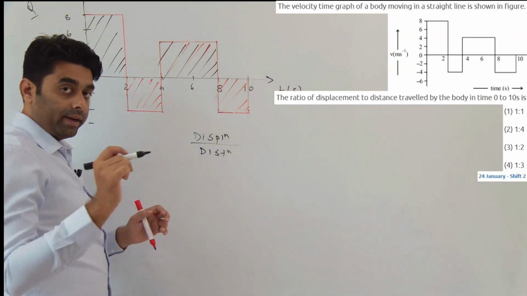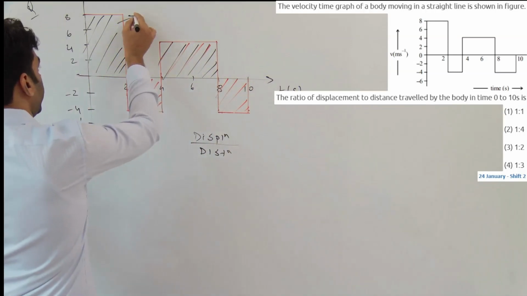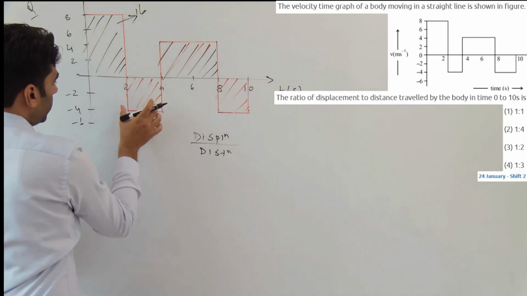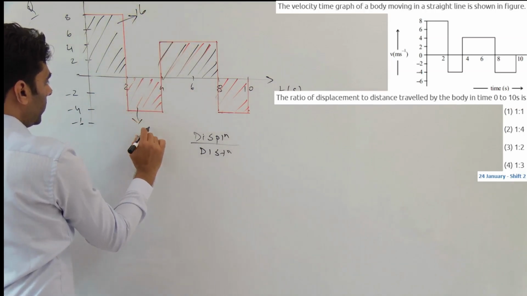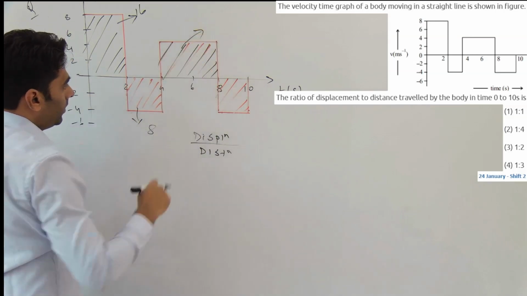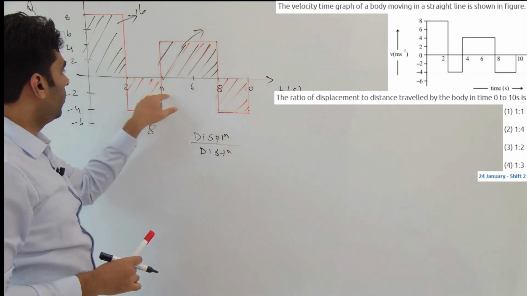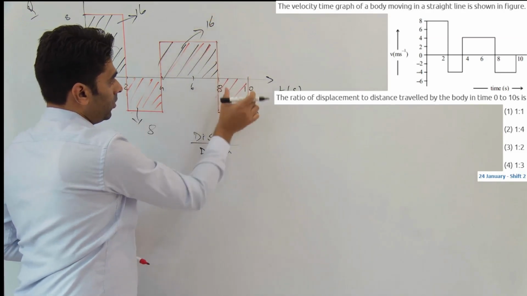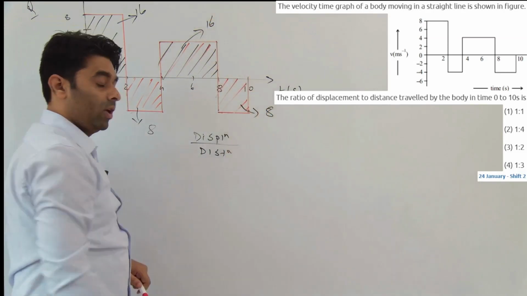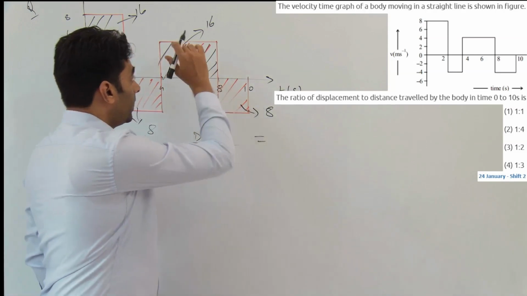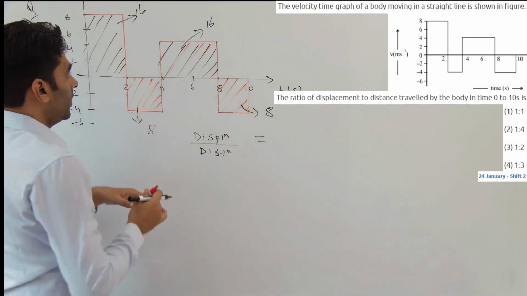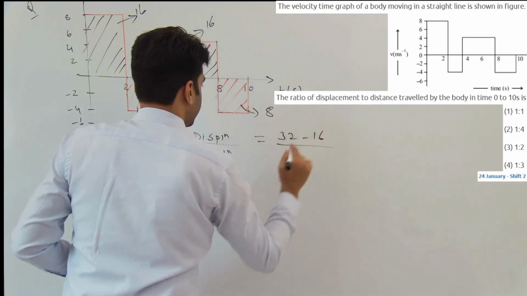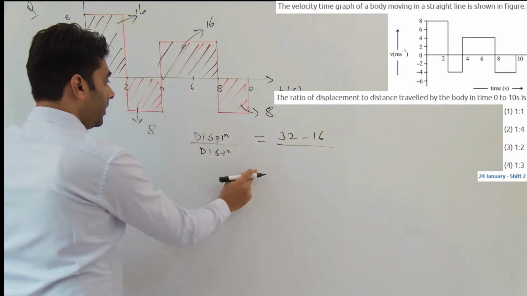So net displacement, if you have to find out, let's find out the areas for this. This will be your 2 into 8, it will be 16. This one will be your 2 into 4, that is 8. This again is a rectangle, so you have area as 4 into 4, that is 16, and this one has area 2 into 4, that is 8. Fine. So displacement is what? Area above minus area below, so that is 16 plus 16, 32, minus 16, 8 plus 8, right, divided by distance traveled.